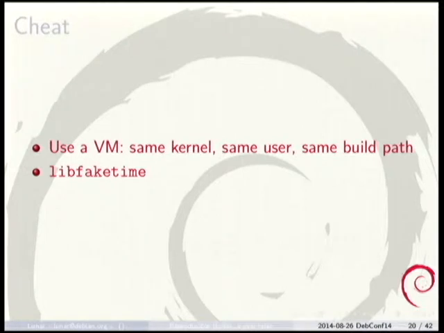That's the way the Tor browser does it. They use a VM. That's the Gitian thing. The Bitcoin people also use that. Everybody who's building the thing gets the same virtual machine image. So they have the same kernel, the same user, the same build path because it's basically the same file they share. And for example, they also use tools like libfaketime, which affects the time. So that's one way to do it.